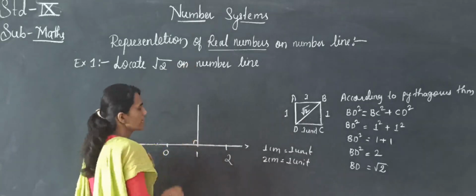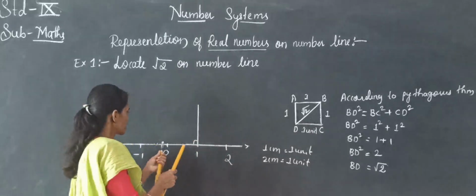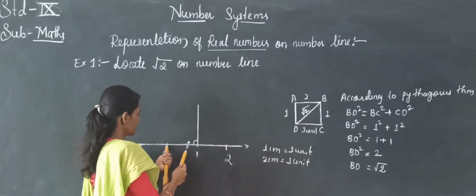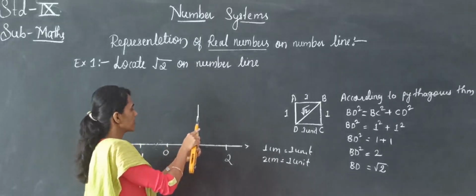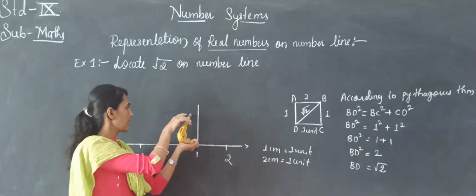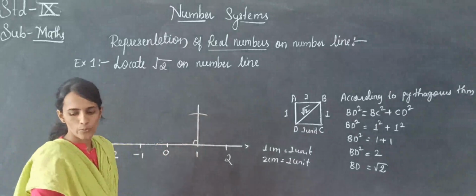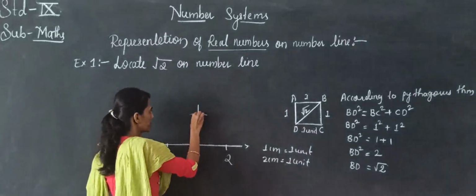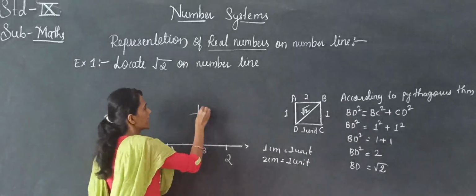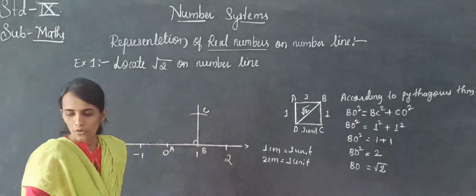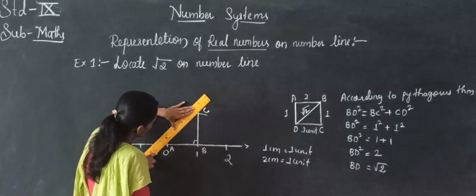Here we will get the 90 degree angle. Now by taking the compass, measure the radius from 0 to 1. Take 1 as the center and cut the perpendicular line here. Where you get the intersecting point, mention it as A, here as B and here as C. Join C to A.